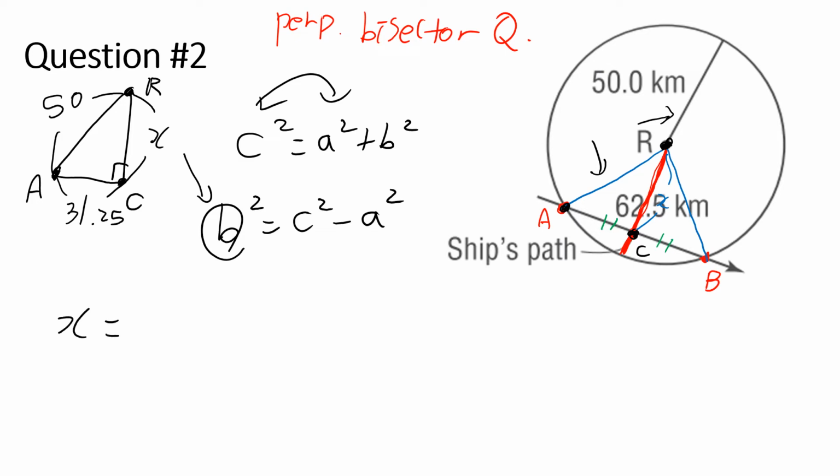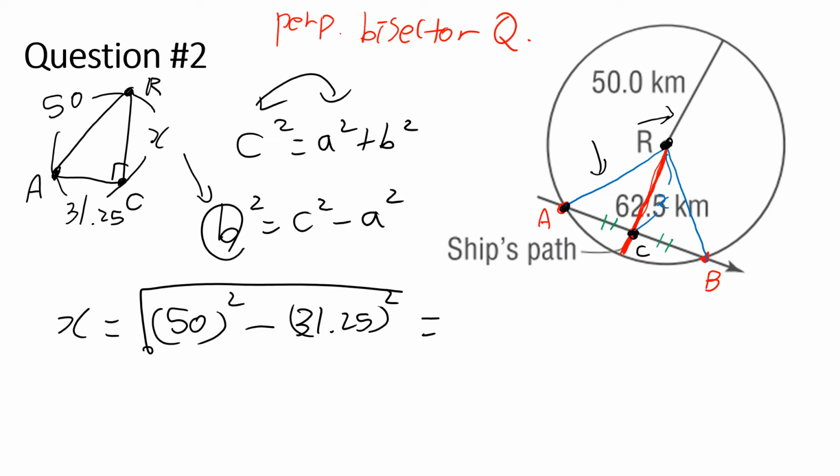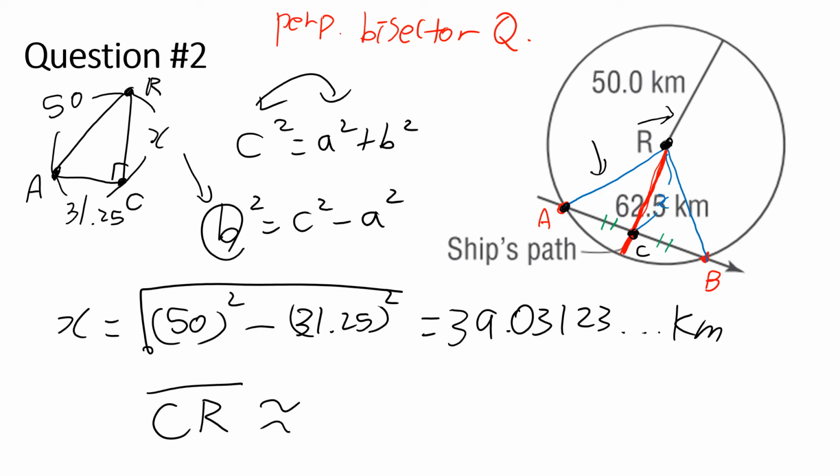Now let's punch some number in. 50 square, which is c squared, minus 31.25 square. If I put square root on it, that's, well, typically all we got to do. You can use multiple step, or you can just use one step. I'm going to do one step. Square root button open. 50 times 50, bracket close, minus, bracket open, 31.25 times 31.25, bracket close twice. Then I have 39.03123 ... kilometer.